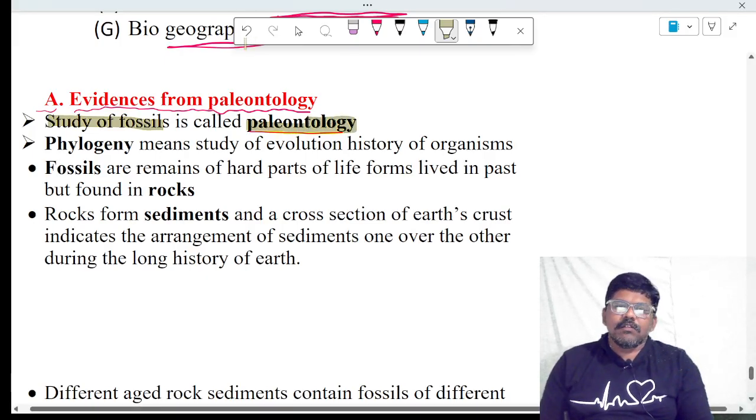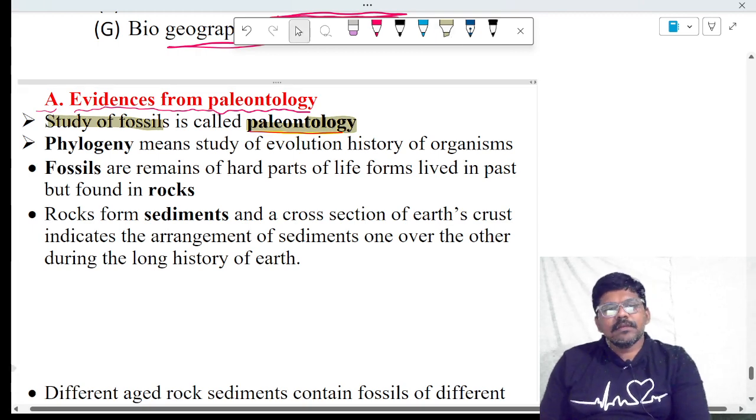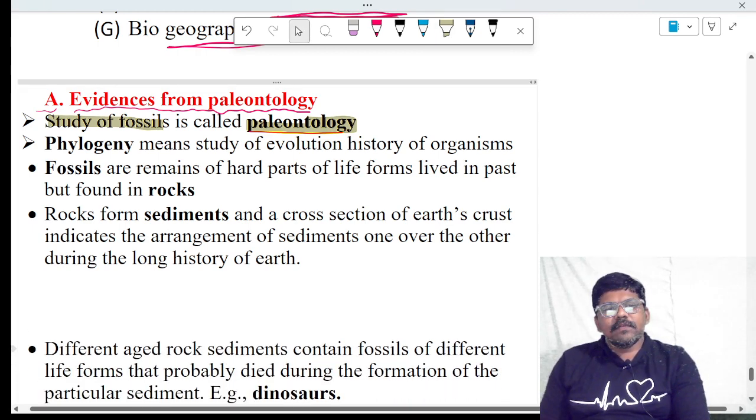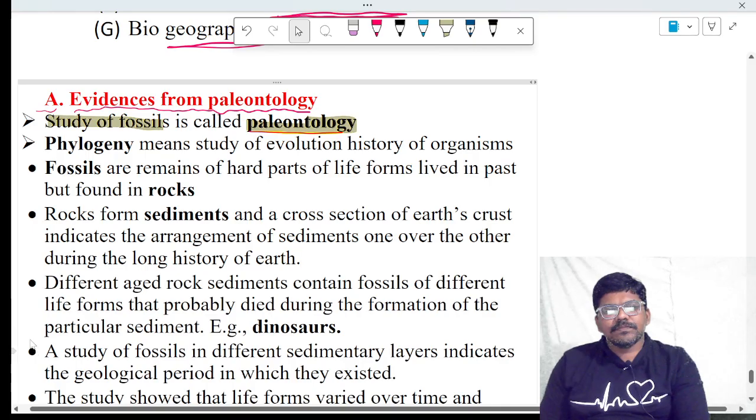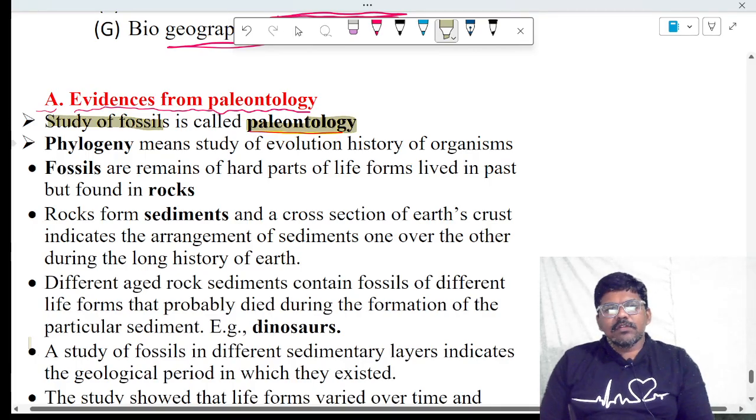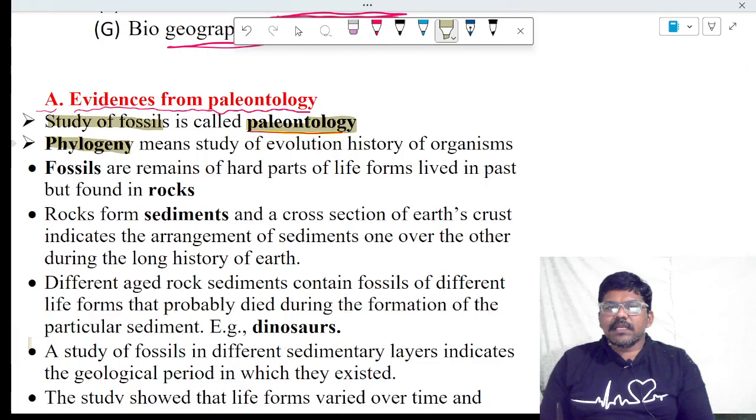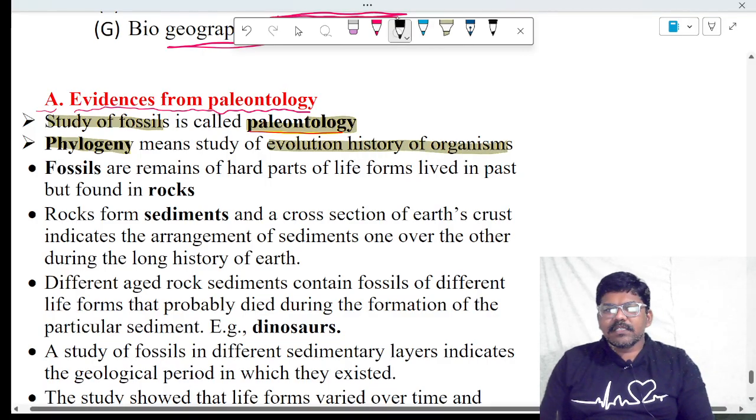Paleobotany means study of plant fossils. Paleozoology means study of animal fossils. Phylogeny means that by using fossils, if you study the evolutionary history of an organism, that is called phylogeny.